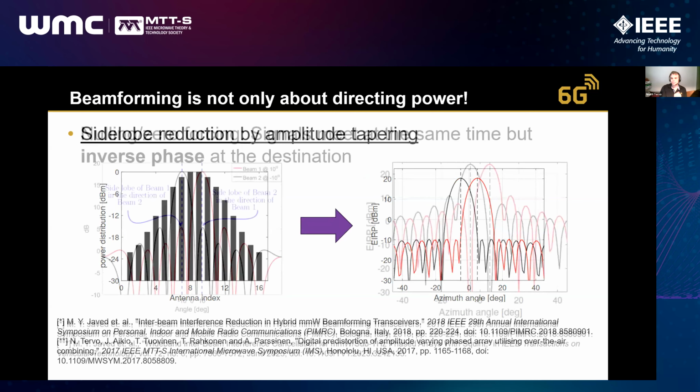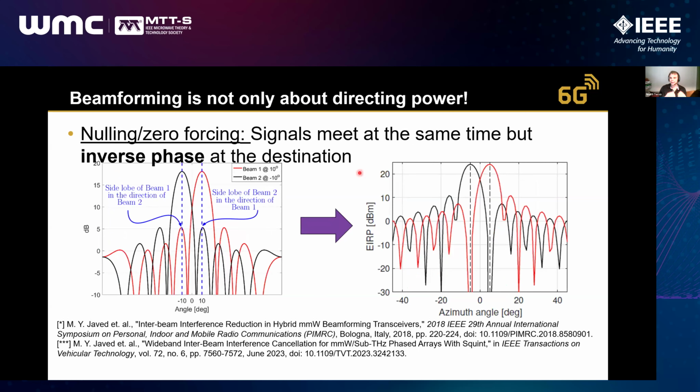And even further, beamforming is also about making nulls. So you make maxima, you have side lobes, but you also have nulls. And if you want to, for example, minimize interference between two beams, you usually want to null one beam from another beam. And in nulling or zero forcing, what you do is make the signals meet at the same time, but with inverse phase at a certain destination.